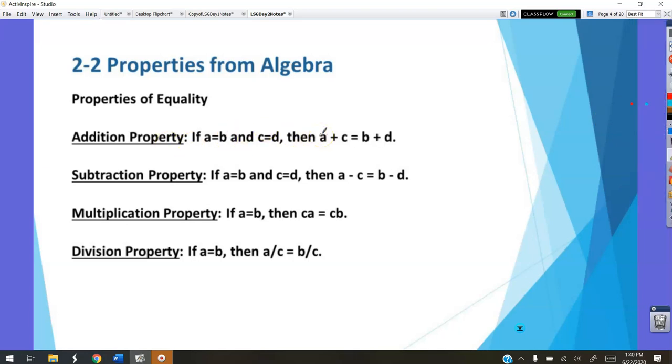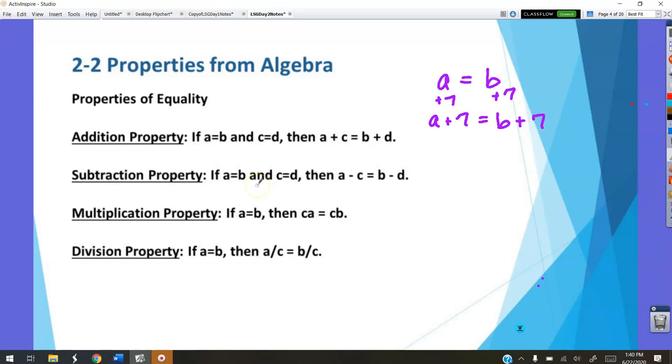Addition property basically says that if you have two things that are equal, like if I have two numbers that are equal, a plus b, if I add 7 to this side and 7 to this side, it will still be equal. That's all that addition property says. If I add the same thing to both sides, they're still equal.